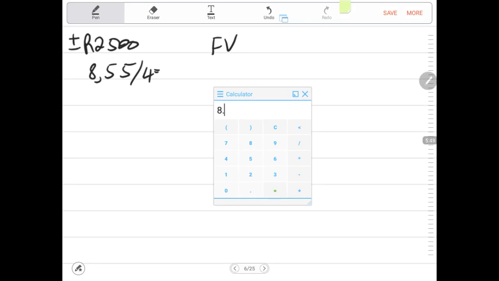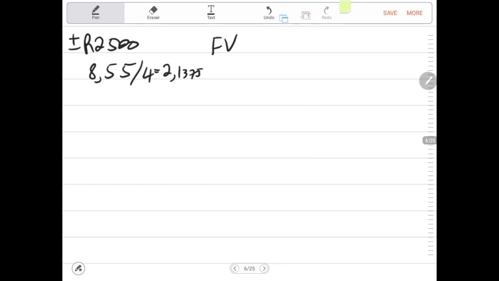So let me say 8.55 now divide by 4. So now we know that every quarter we will be earning interest of 2.1375. This is the interest that we will be earning every quarter, because 8.55 is the interest for the whole year, but we need to know the interest only for a quarter, and we add that to our capital. So this will be our I, interest, I divide by y in our calculator.